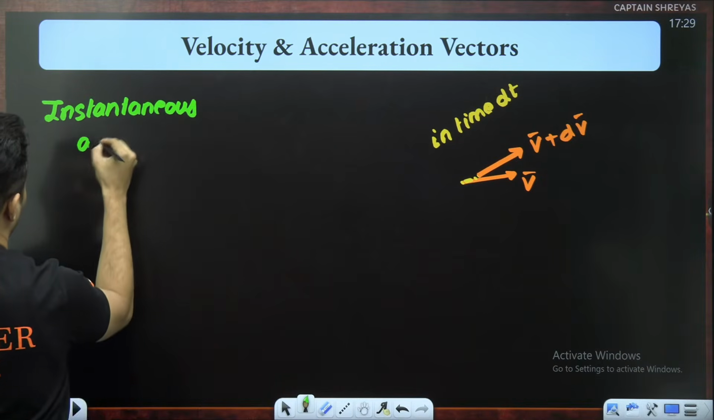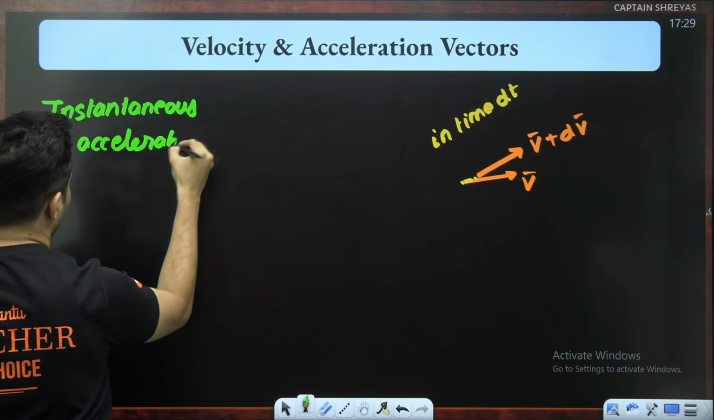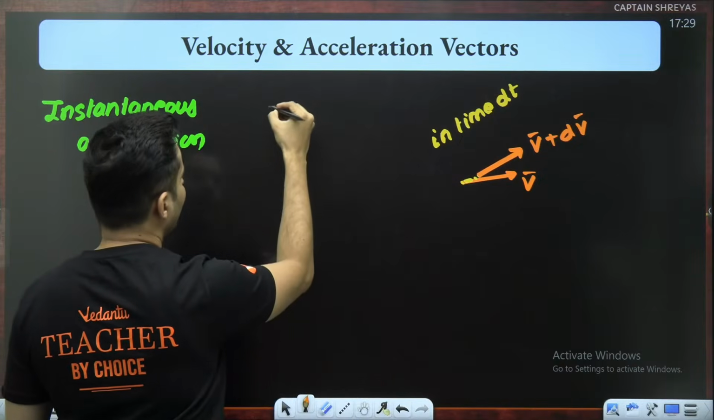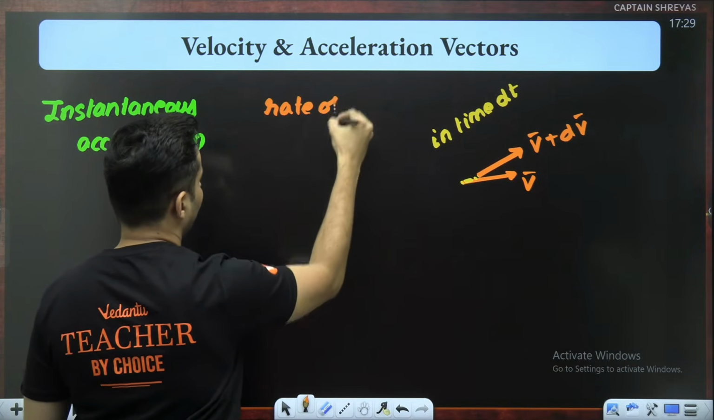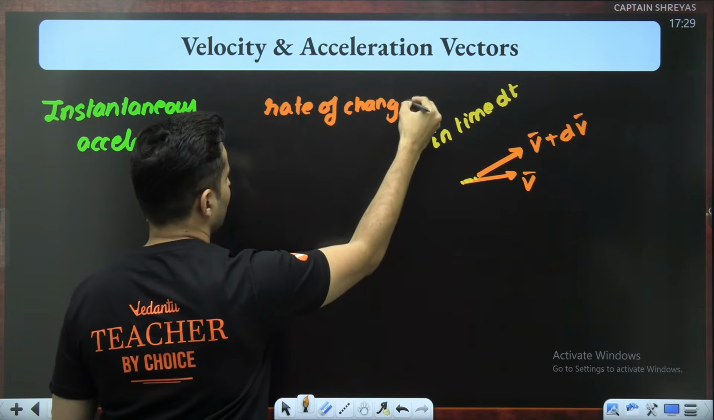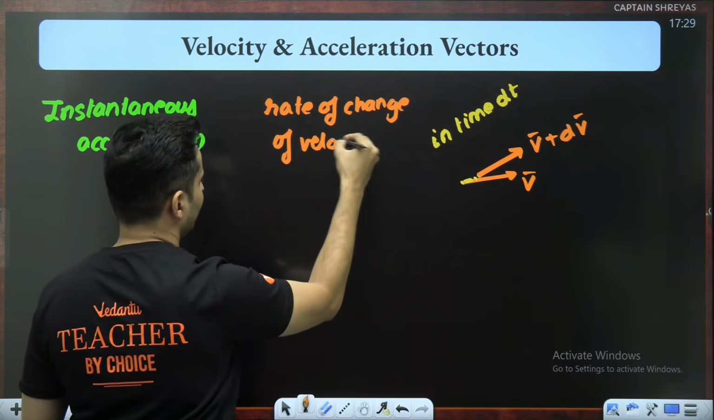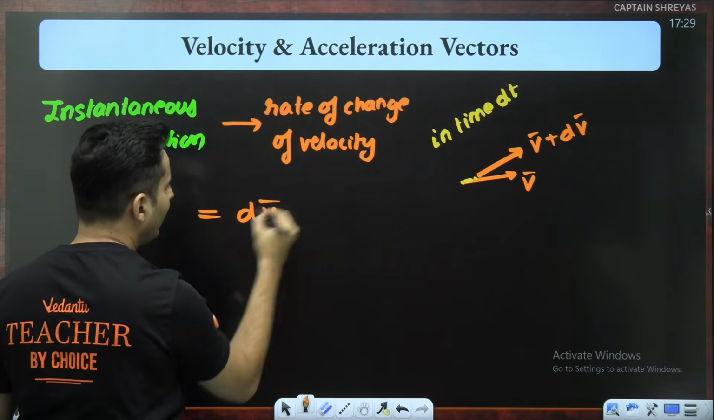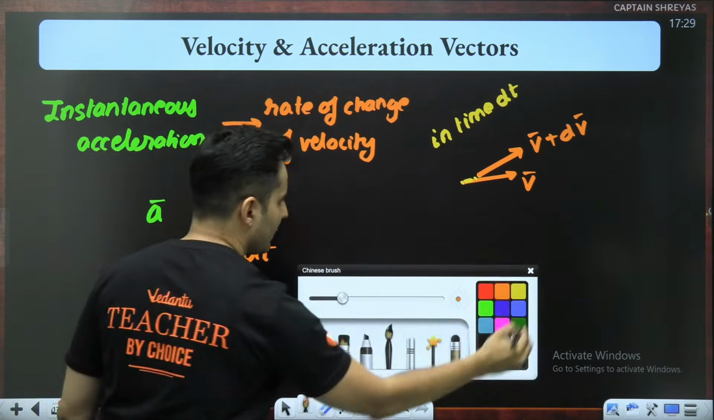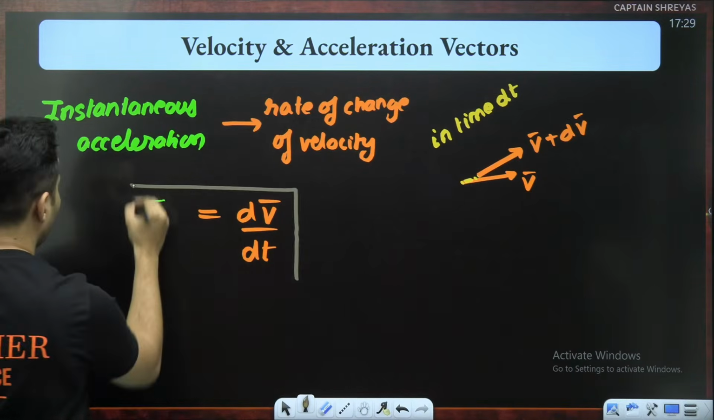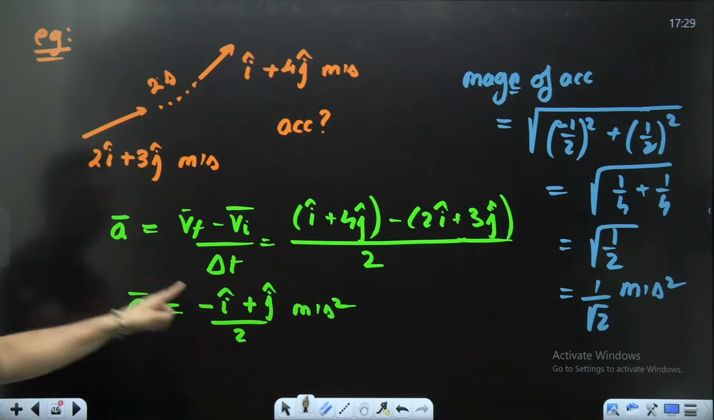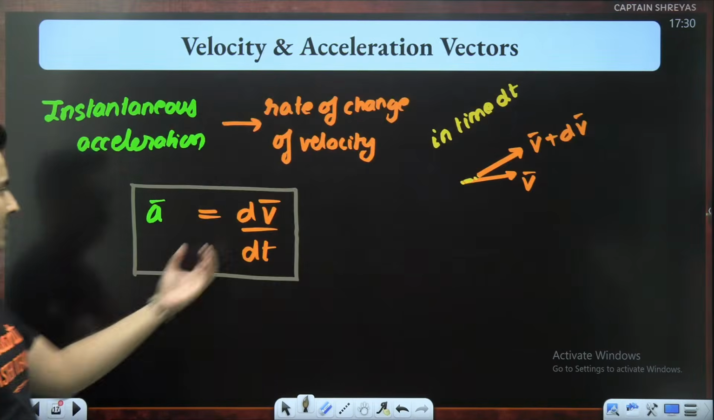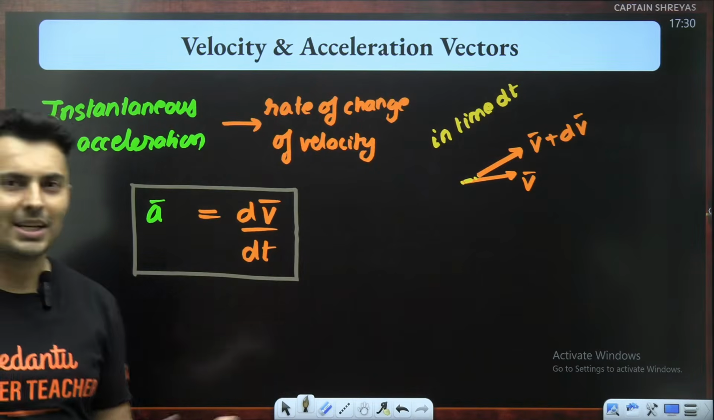Instantaneous acceleration. Symbolically, I will just put A. It is nothing but your rate of change of velocity. It is dv by dt. That's it. Instead of delta v by delta t, instead of a big interval of time and big change in velocity, it is the small time and small velocity change which has to be considered.